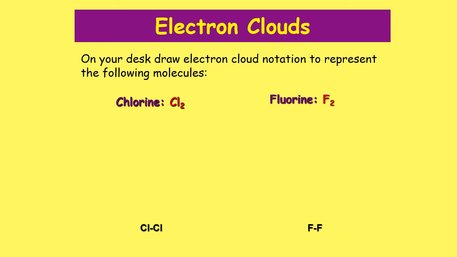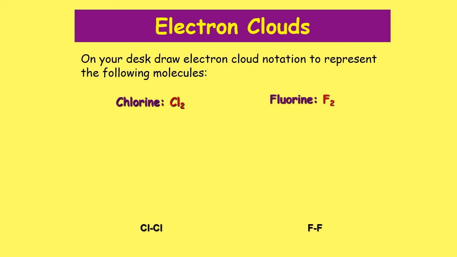Now, you can do something similar for chlorine and fluorine. So if you want to have a go, pause the video. Remember, use your data booklet, page 6, so that you can see the electron arrangements. And remember, you're only using the outermost electrons for these diagrams.